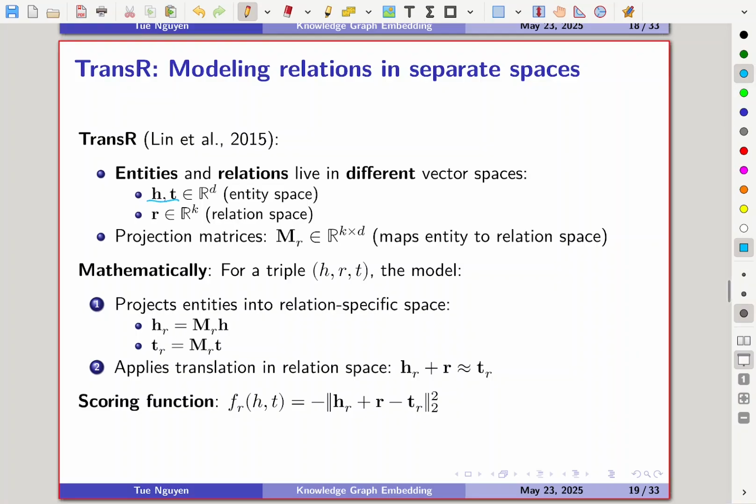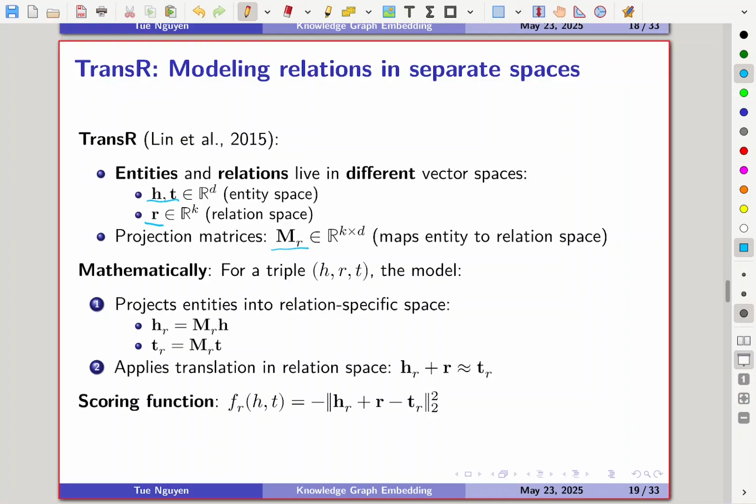So entity head and tail live in R^d, or entity space, and relations r live in R^k, or relation space, and d and k can be different. And we also have a projection matrix that maps the entity onto the relation space. So here we still follow the two-step approach.